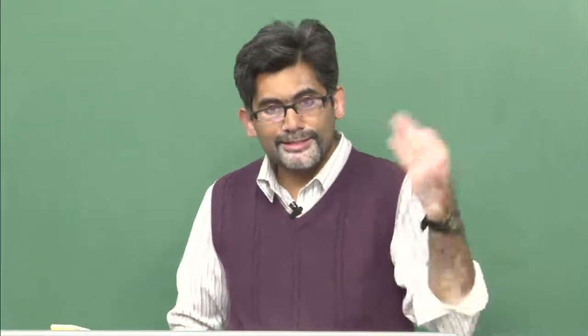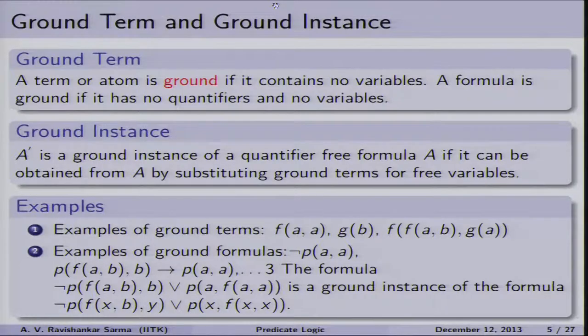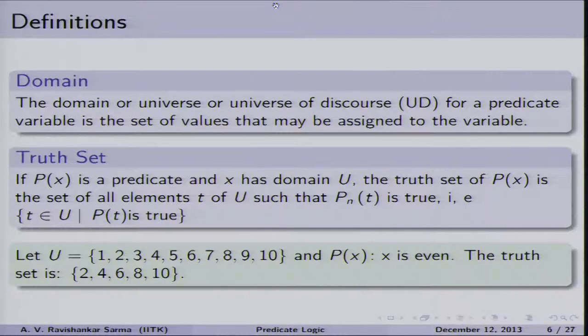So this is considered to be a ground instance of a given formula. So the variables X are replaced by ground terms, then it will become a ground instance of a given formula. Now these are some of the definitions that we need to use before talking about the meaning, that means the truth condition, of a given well-formed formula in predicate logic.